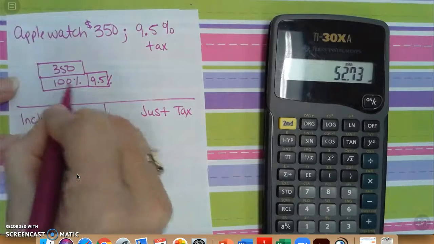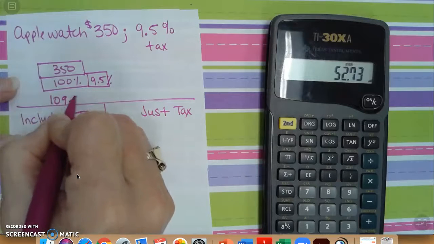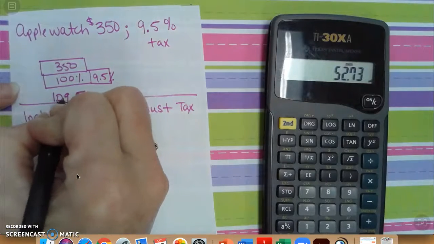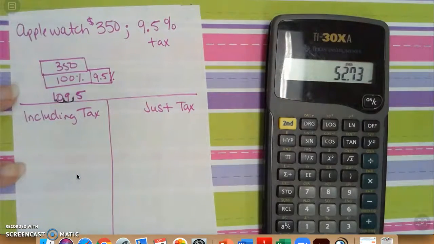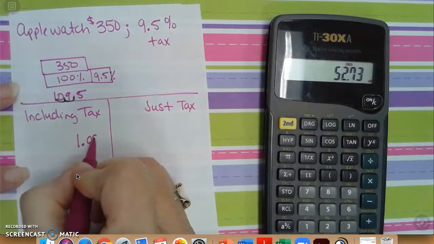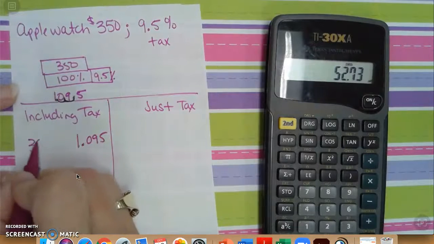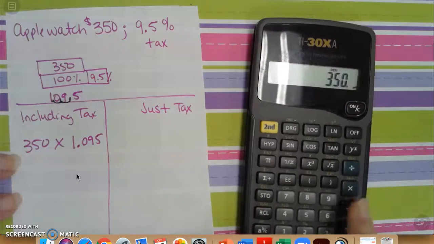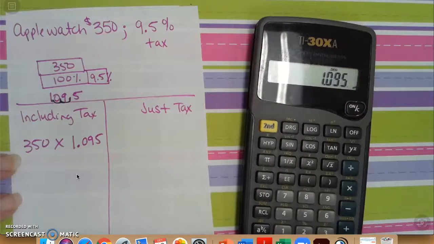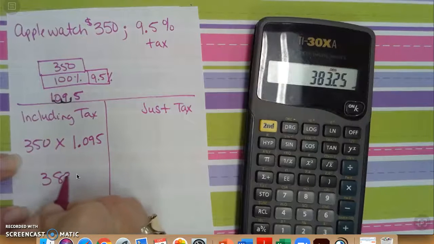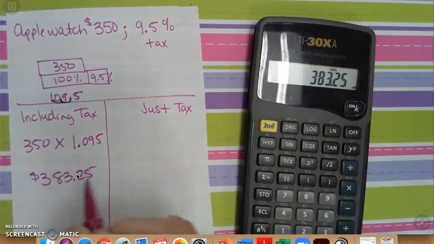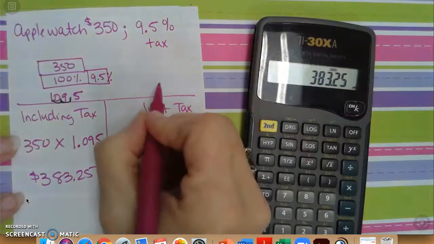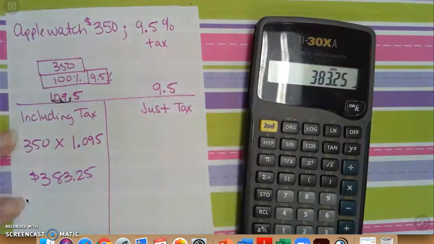All right, including tax, we add these two numbers together. This time we've got a decimal, which we did not have last time. If I move that decimal back 2 times, I'm going to get 1.095. So I'm going to take my Apple Watch and multiply it by that. So 350 times 1.095 is 383.25. Now to me, this way is a lot faster than the proportions, but if you just like the proportions better, then you can stick with the proportions. Either one is fine. You're going to get the right answer either way.